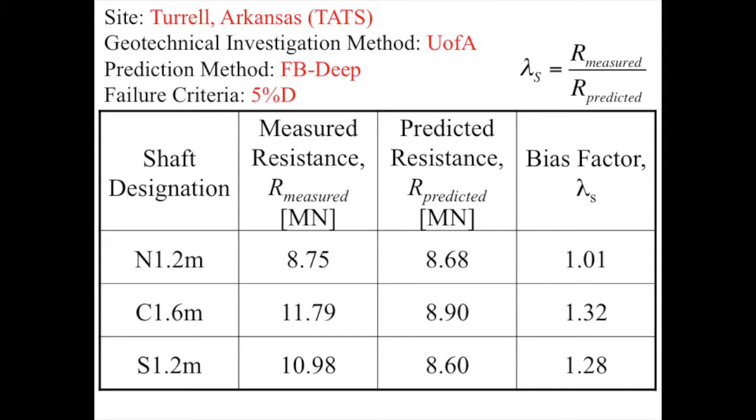Those drilled shaft foundations being identified as the north 1.2 meter diameter drilled shaft, the center 1.6 meter diameter drilled shaft, and the south 1.2 meter diameter drilled shaft, respectively. Bias factors being larger than unity, the design was considered to be conservative.